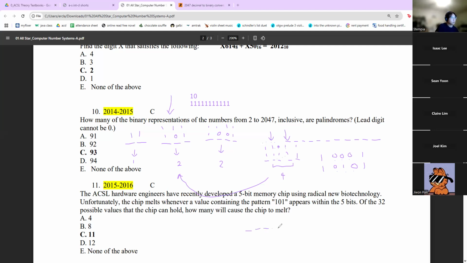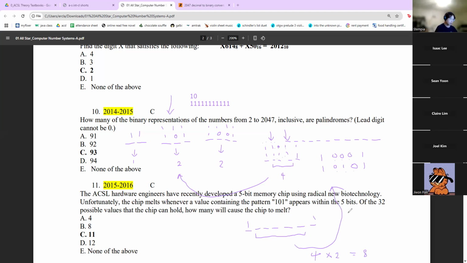If we had a bit string length of seven, 1 2 3 4 5 6 7, to figure out how many palindromic strings we can make, we just need to take a look at how many palindromic strings we can make of a string length of five. With five, we've already established that we could make four where the leading digit cannot be zero. So take that four, we double it, and we've essentially made eight palindromic strings of string length seven.